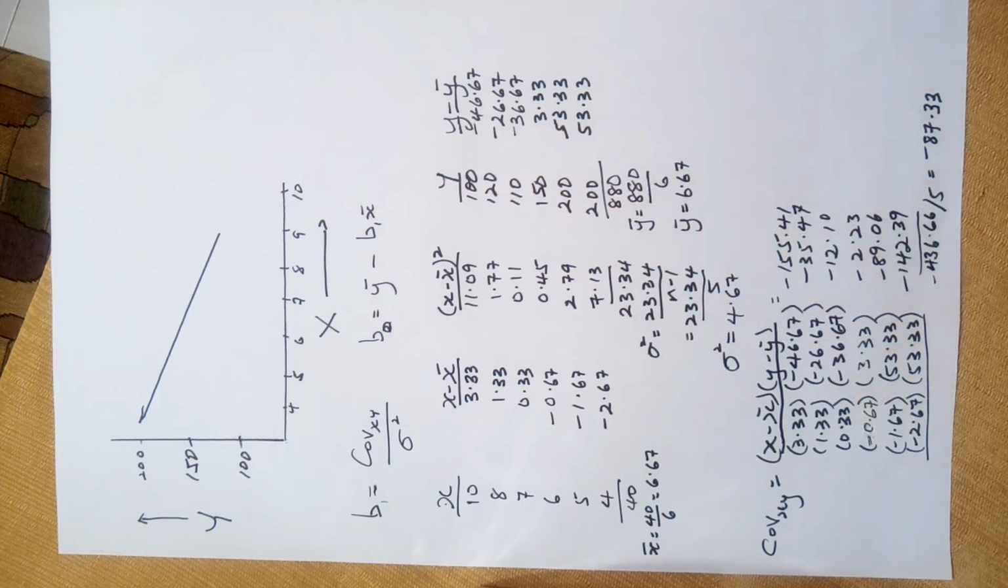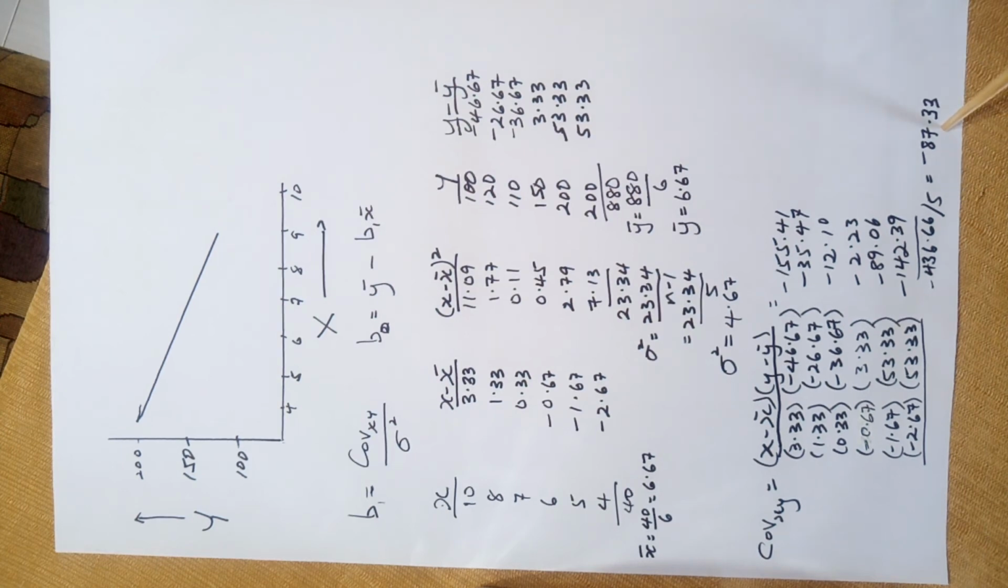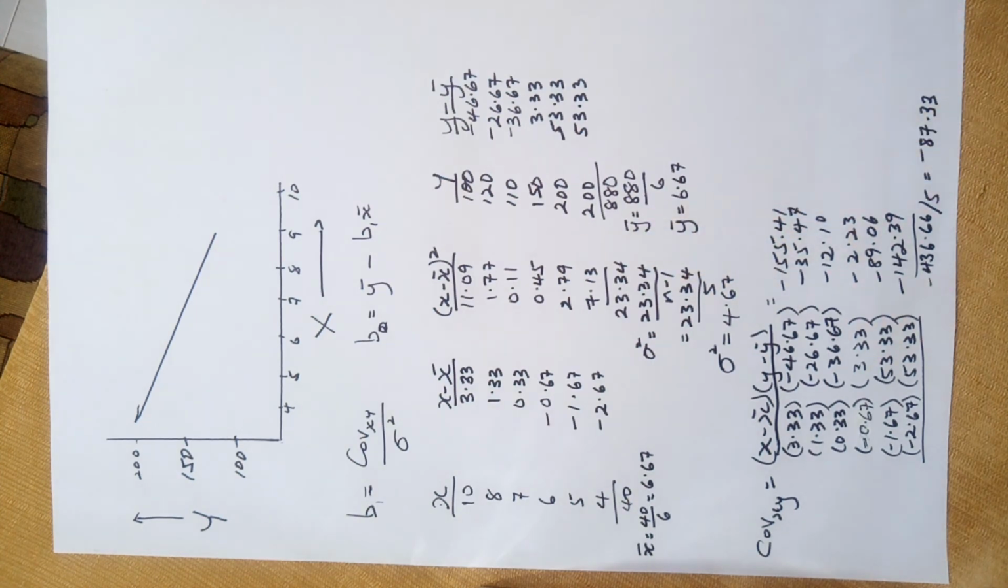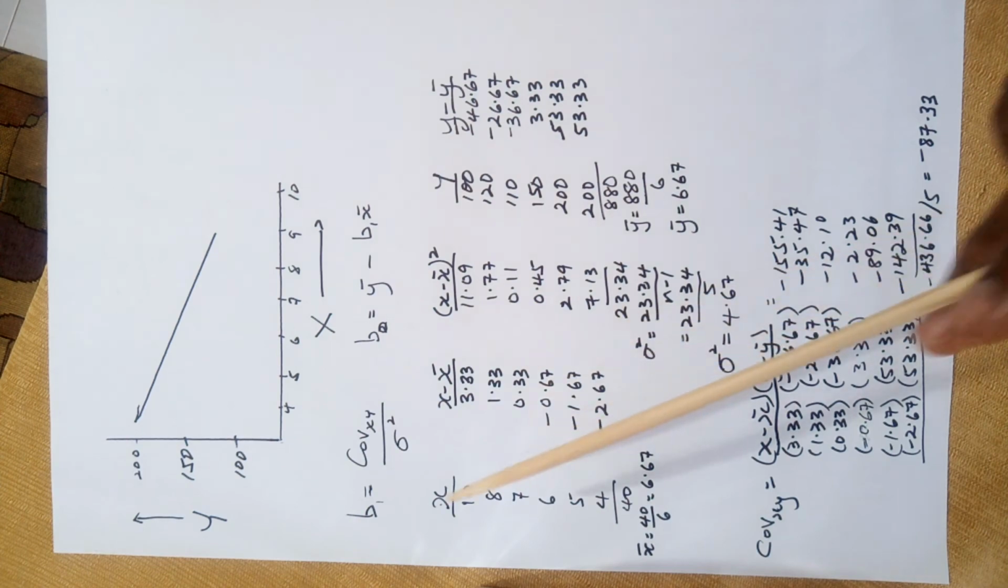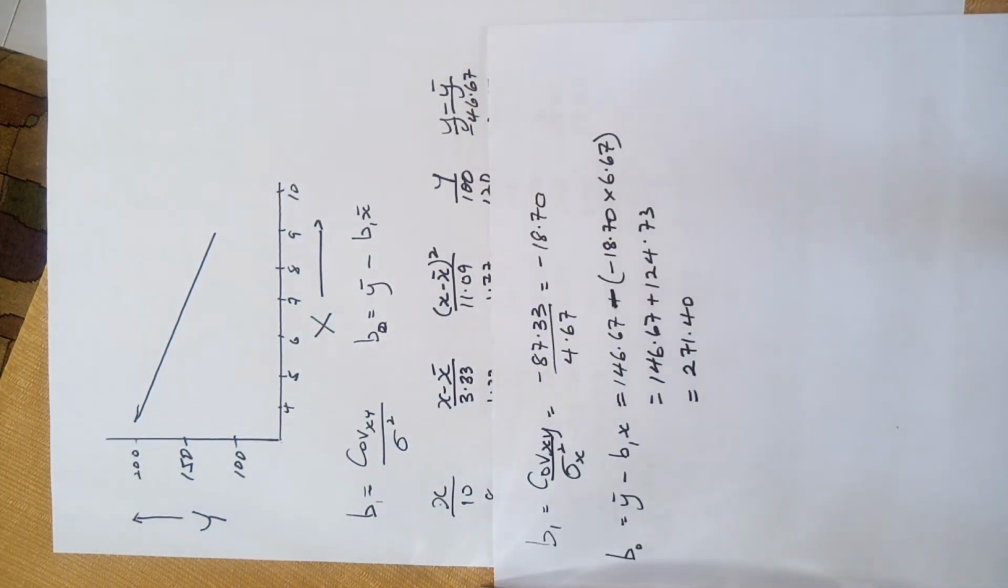Anyway, let's get on with this thing. So we multiply our x minus x bars by our y minus y bars. We get another set of values here. We sum them, divide the sum by n minus 1, which is 5 values, and we have our covariance xy. So we have found all the values we need to compute the value of b1 and b0, which we do here.